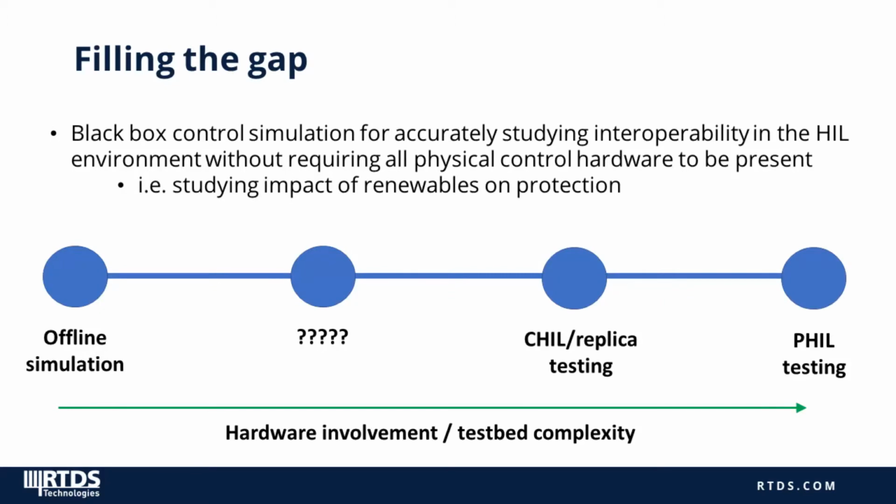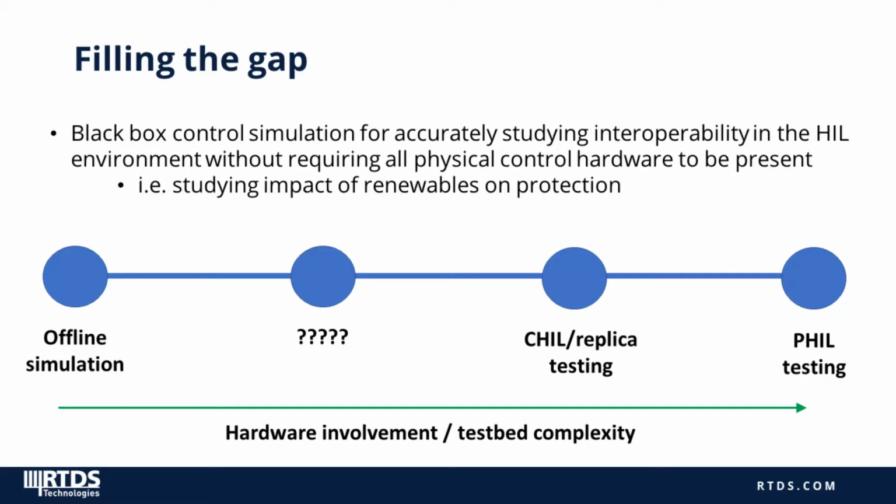One way to look at black box control simulation is as filling a gap in this progression of testbed complexity when it comes to testing power system protection and control equipment. So on the low hardware involvement end, we have offline simulation, where the utility has a PSCAD model built up of their grid. They're simulating it on the PC. They might have some OEM controls integrated, black boxed in the PSCAD DLL files, but there's no hardware involved in the testbed. On the more complex side, you have replica testing, control hardware in the loop testing, and even power hardware in the loop testing, where the utility might be testing inverters to characterize their response to faults.